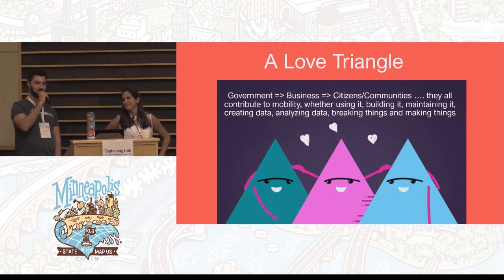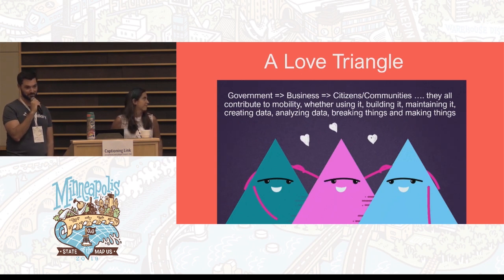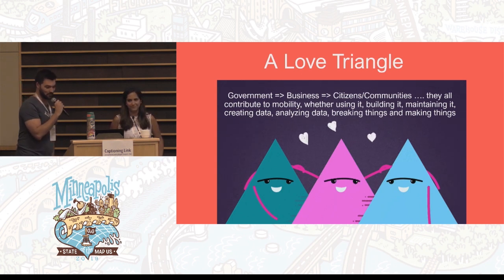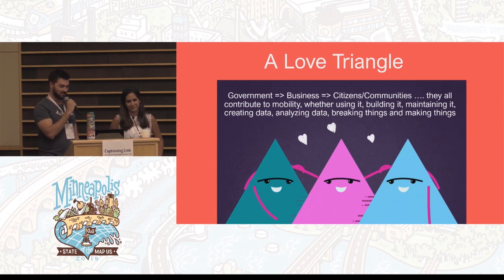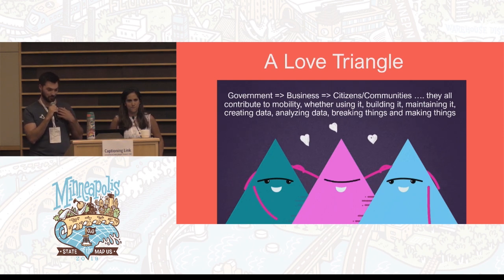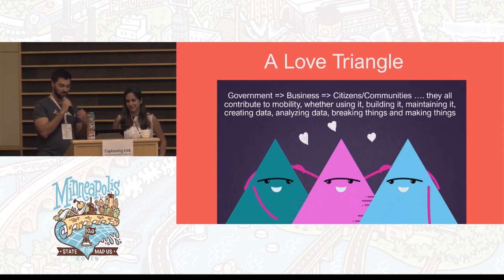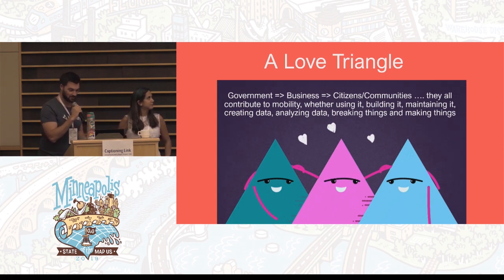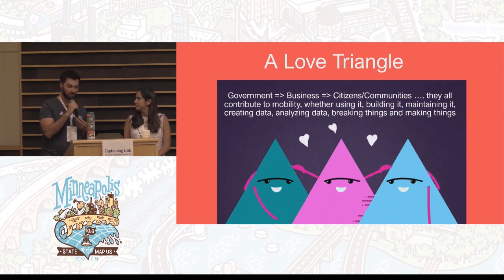It's very important because we have so many people contributing to OpenStreetMap, so many consuming it, people involved in many different ways on many different scales, whether it's government, business, and citizens and communities. They all contribute to mobility. Many of us depend on it for the businesses that we're involved with or just getting from home to work. Many of us work with it, maintaining the map, creating the data, analyzing the data to figure out what the patterns are. We break things and we make things. There's so much involvement going on, and the important thing is that it all tries to find some harmonious direction.